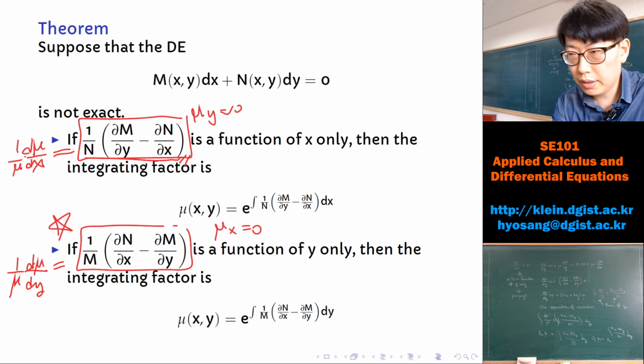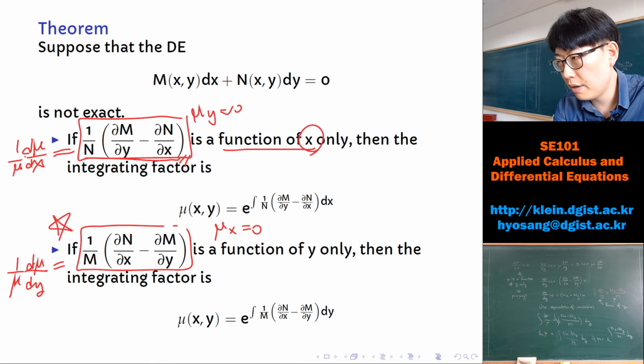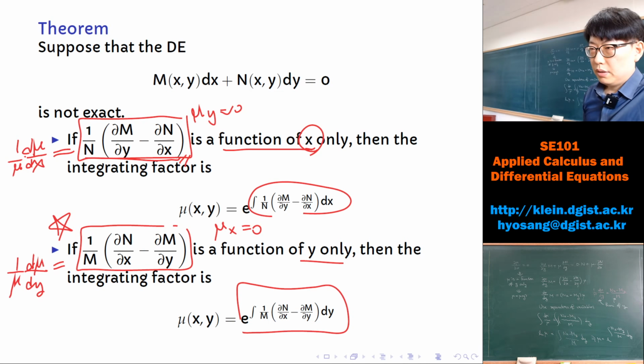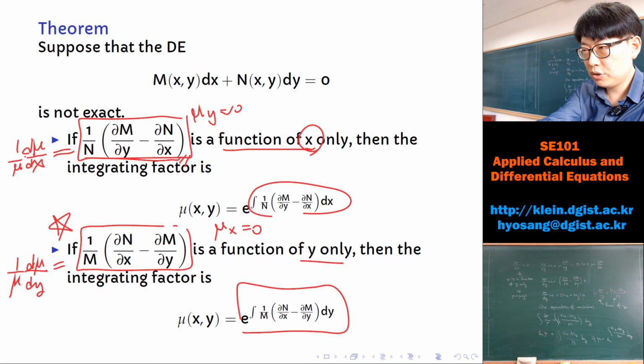So if this term is just a function of x, a single variable function, then the integrating factor is the exponential of this. And if this is a function of y, then the integrating factor is this. You have to be able to derive this theorem without memorizing any terminology here. But it's useful to remember which type of formula should be a function of which variable.